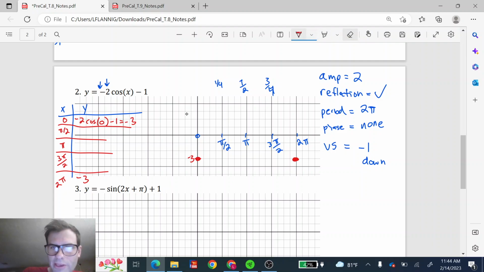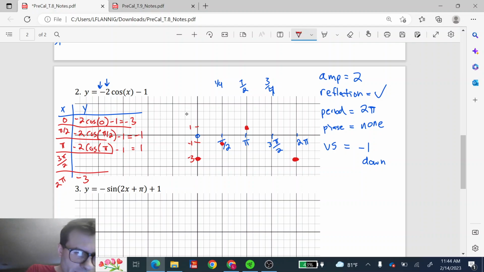And now our goal is to figure out what the other positions are going to be. So if I plug in pi over 2, I get -2 cosine pi over 2 minus 1. Cosine pi over 2 is 0, so 0 times -2 is 0, 0 minus 1 is -1. So we have -1 right here. And we plug in pi, -2 cosine pi, then minus 1. Cosine pi is -1. -1 times -2 is 2. 2 minus 1 is 1. So it goes up to 1 now.